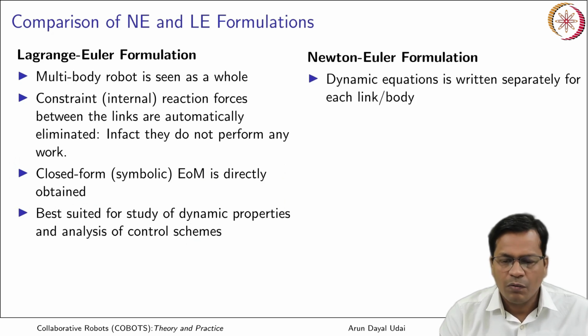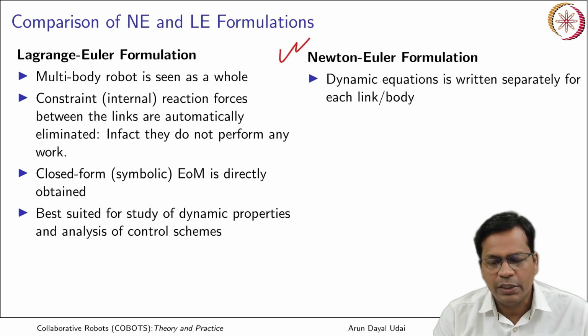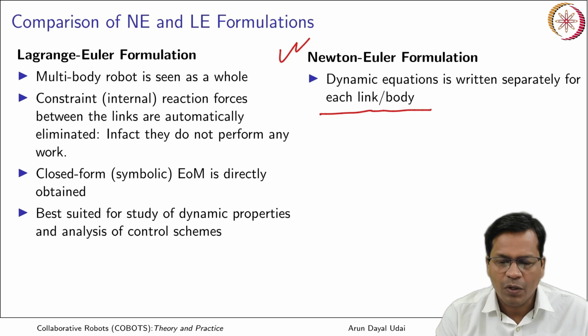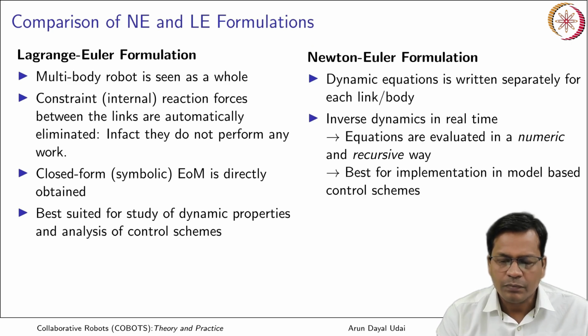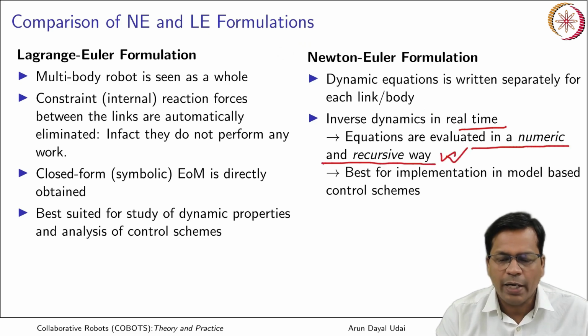Whereas in case of Newton-Euler formulation, the dynamic equation is written separately for each link or body. You saw that just now. For inverse dynamics in real time, equations are evaluated in a numeric and recursive way. So, this approach allows a recursive formulation also. That is the reason they can be done in no time. It can be done in a recursive way and very fast.